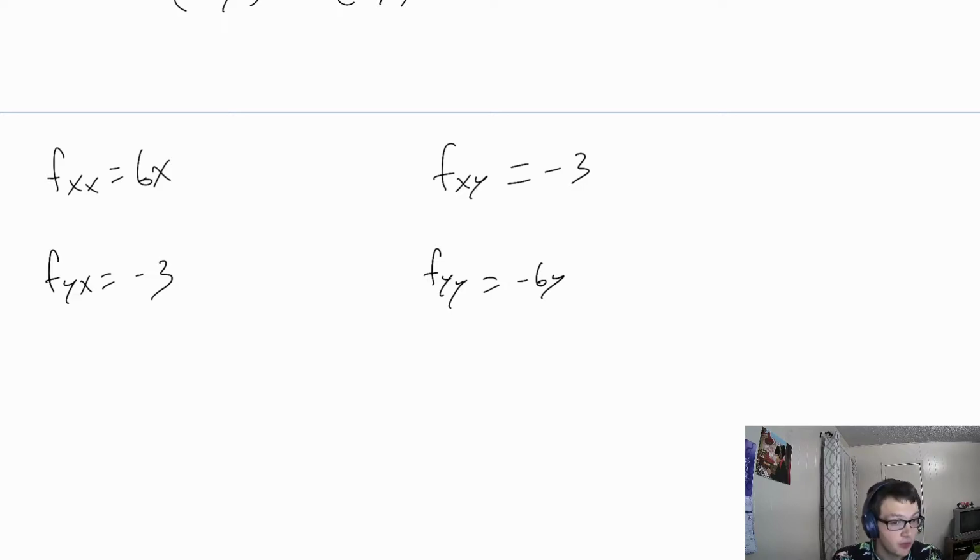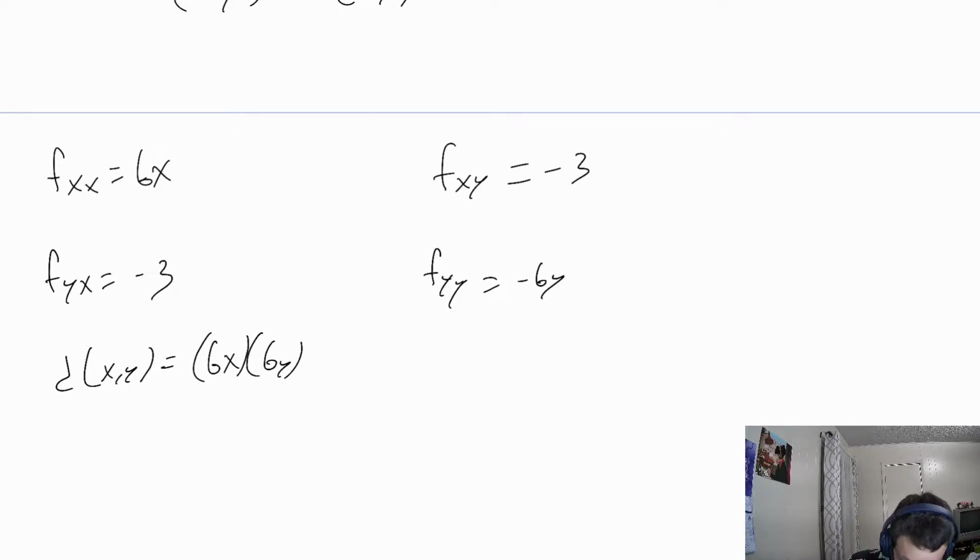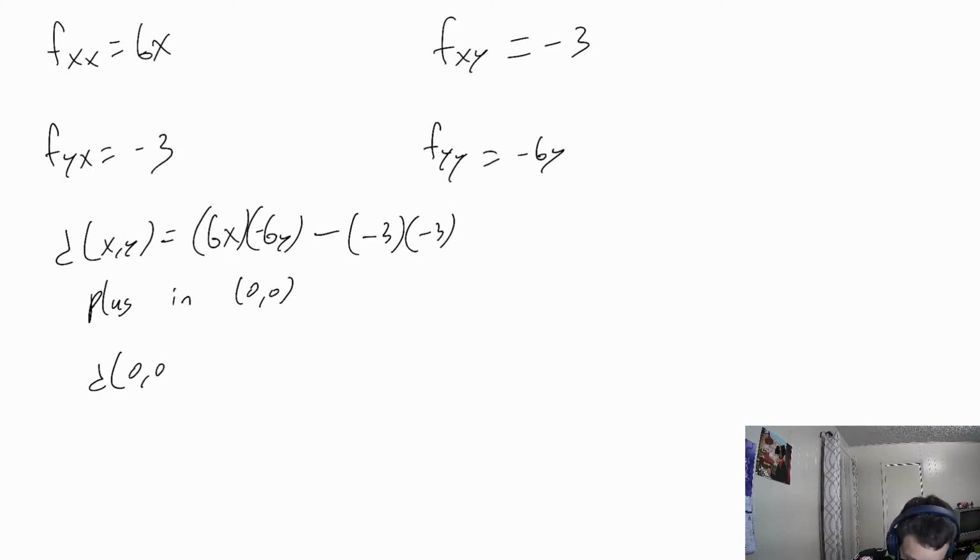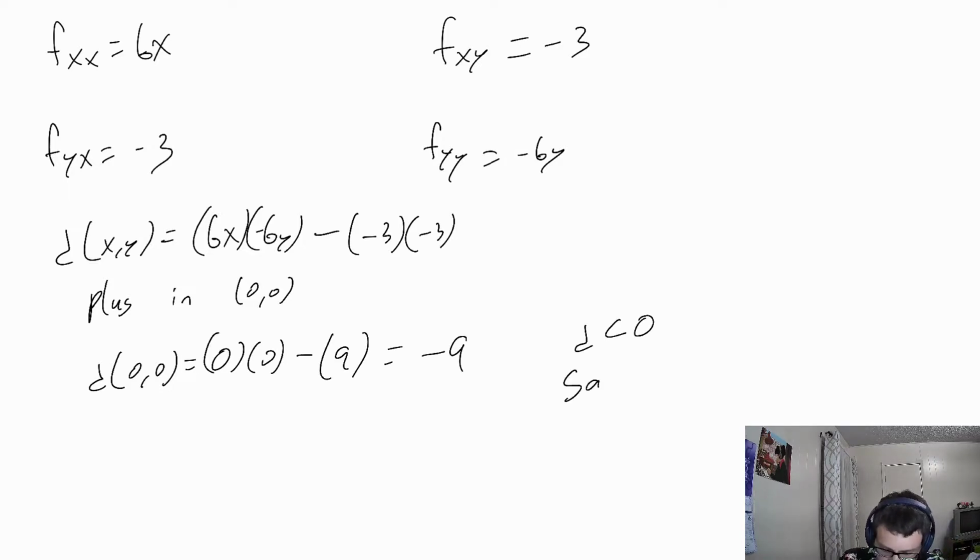All right. So altogether, our D function, D of x, y, is 6x times minus 6y, sorry, minus 3 times minus 3. So if we plug in the point (0, 0), we get that D of (0, 0) is 0 times 0 minus 9, which is negative 9. So here D is less than 0. So we have a saddle point at (0, 0), at f of (0, 0).